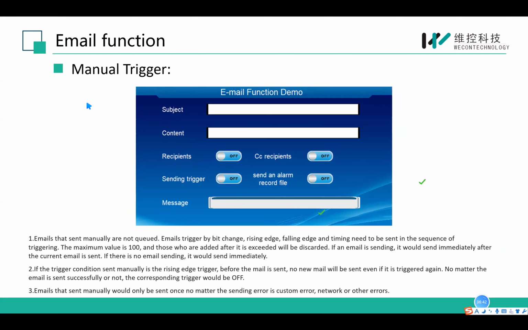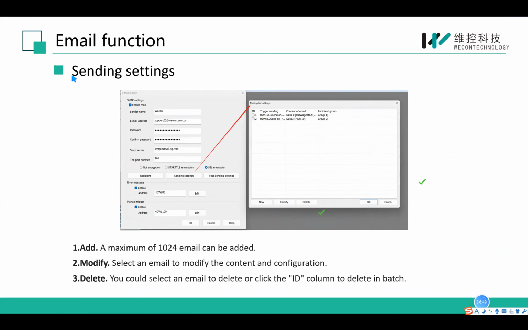Okay, when we introduce the manual trigger, I will continue to introduce how to set the sending settings. And as you can see, 1024 emails can be added. It's more than our WinNet platform, which has just 3 emails.